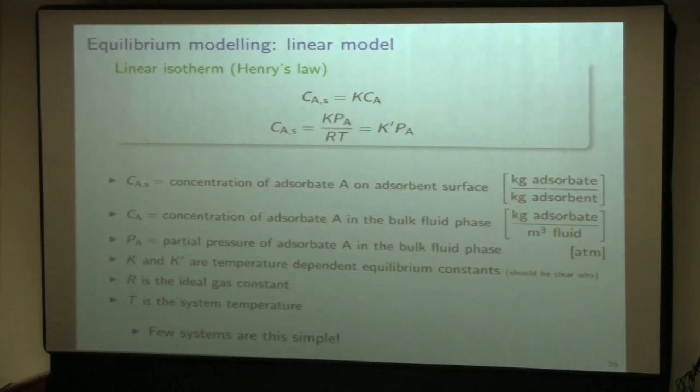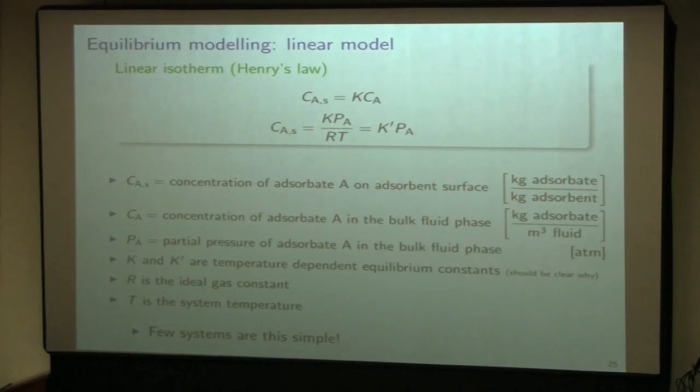Now, the simplest model that can relate adsorption on the surface, so CAS, the concentration on the surface, to the concentration in the bulk, is to simply say there's a linear relationship with a constant capital K. So let's take a look at the units that are important. CAS is the concentration of A on the surface, so kilograms of adsorbate per kilograms of adsorbent. And CA is a little bit different. It's kilograms of adsorbate, but per meters cubed of fluid. So these are slightly different concentration units. Don't assume that CA and CAS have the same units.